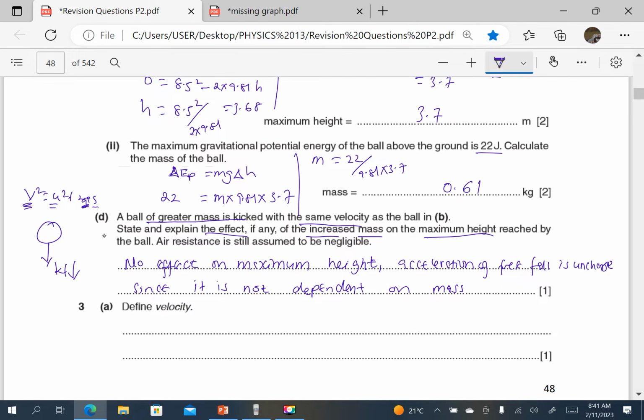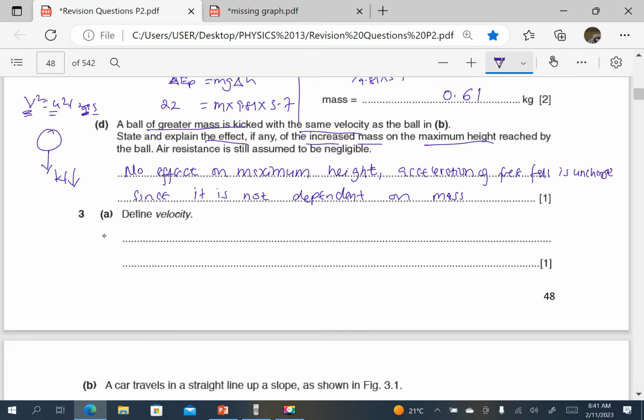Define velocity. We now know that velocity is the rate of change of displacement.